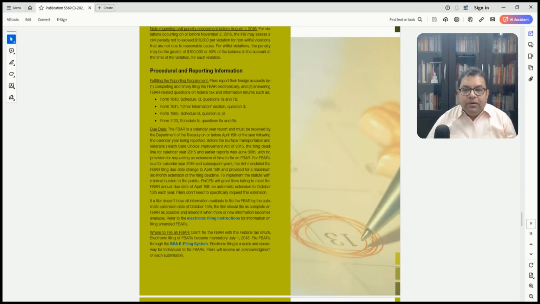Now, the due date. Earlier, before 2015 or 2016, there was a due date of June 30th. But now the enforcement responsibility of this reporting lies with the IRS, so they have aligned it with the IRS tax return filing requirements. You need to file a tax return by April 15th, and you need to also file the FBAR by April 15th. The good thing about the FBAR is that you get an automatic 6 months extension. So if you fail to file by April 15, 2024, you get an automatic 6 months extension to file by October 15, 2024. This is a great thing.